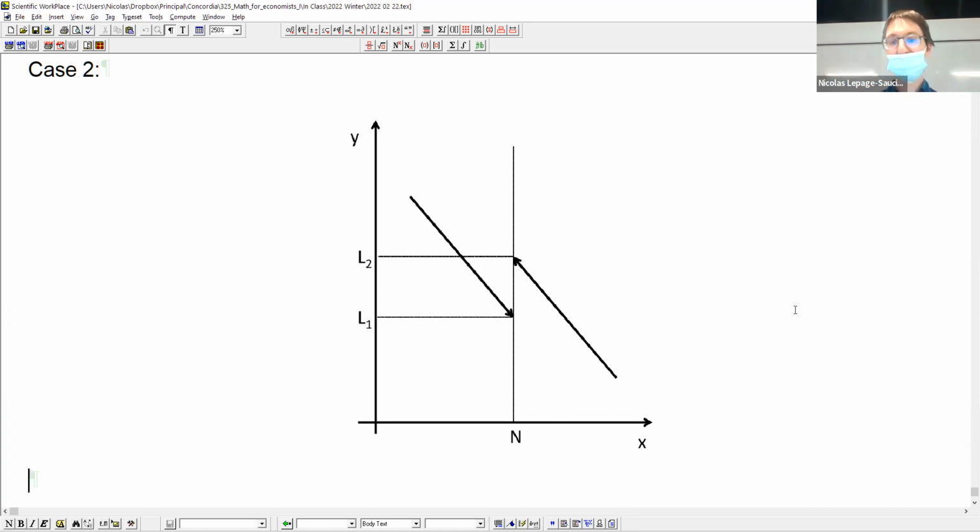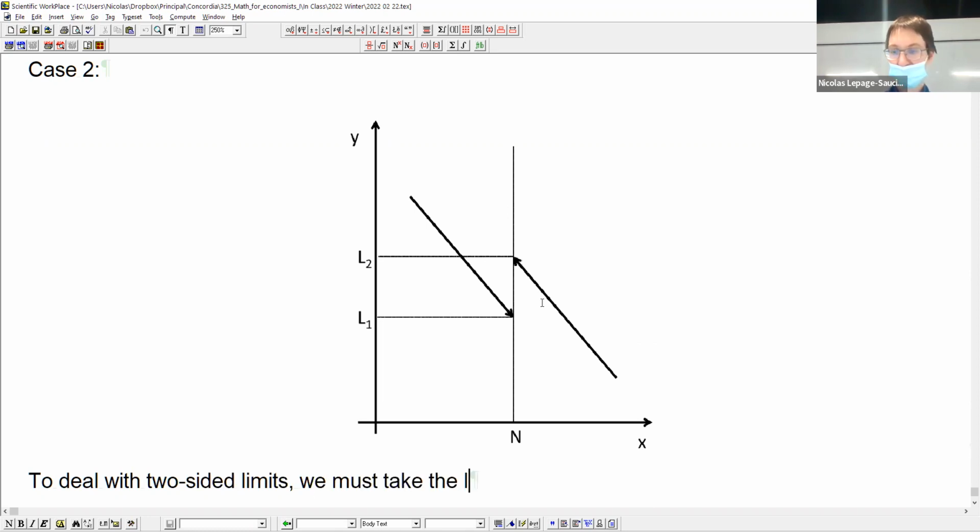So what we have to do in this case is take the limit on the right and the limit on the left. Let's take the right. And the left.